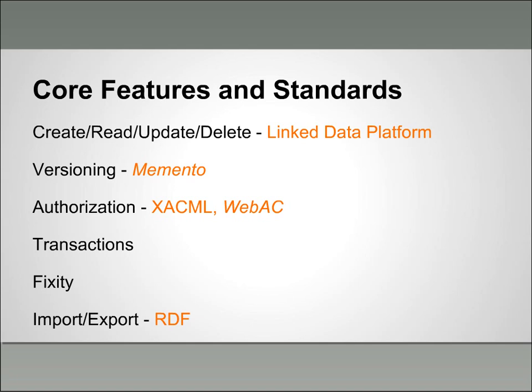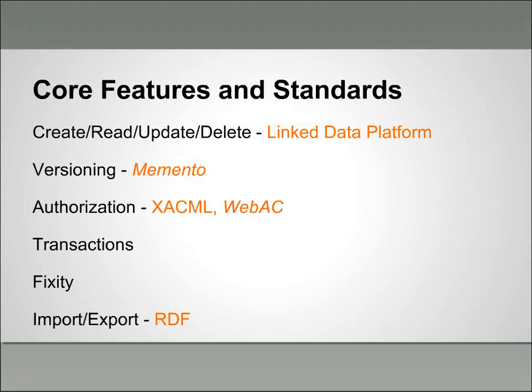Authorization is another core feature, and this is a pluggable one. So there's sort of a framework, and you can plug in different authorization modules depending on how you want to handle security in your repository. So there's a couple of these that exist right now. One is a very simple role-based module. If a user has the correct role that's specified on a particular object, then they can access it. And if they don't have that role, then they can't.